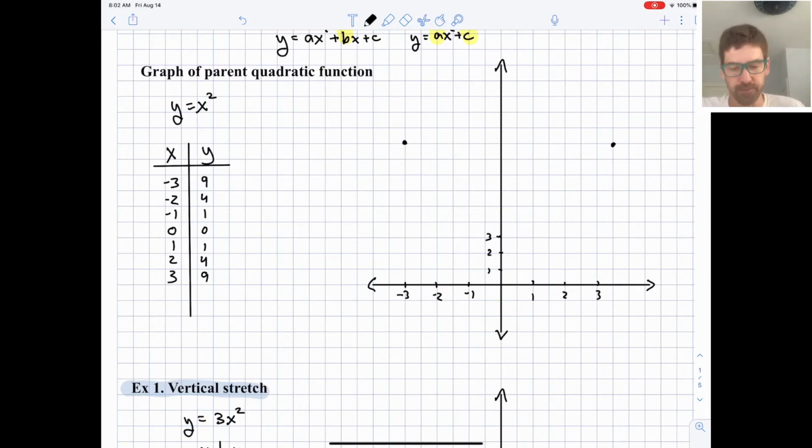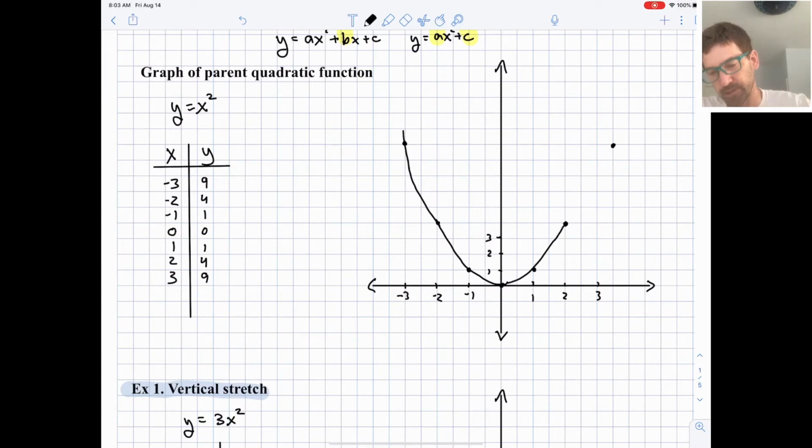-2 and 2 both go up to 4. -1 and 1 both go up to 1. And 0 is at 0. So there's our parabola. Right now it looks like we could just have straight lines, like an absolute value function on either side. But if you look at it carefully, it is curved. And I'll try to sketch in a smooth curve. This is often one of the hardest parts, to try to just sketch in a nice, smooth curve. So really try to be careful with that.